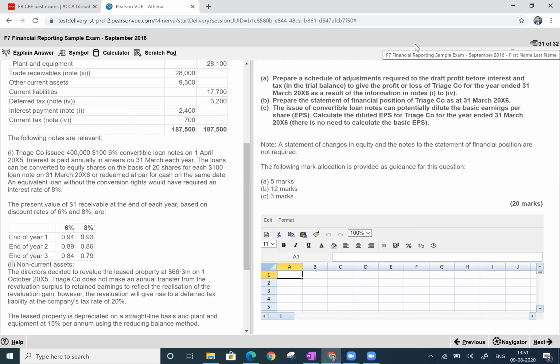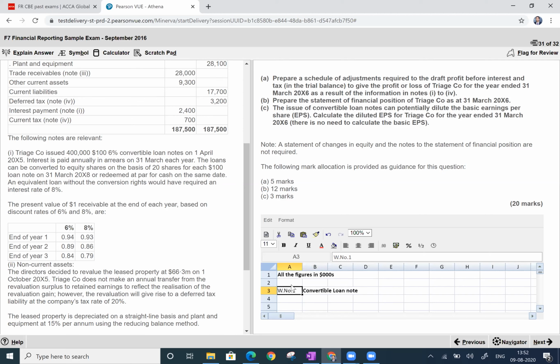So let's start doing the adjustments, working notes first. As usual, all the figures are in dollar thousands. Working note number 1, we have to prepare the convertible loan note. It's nothing but a repetition.